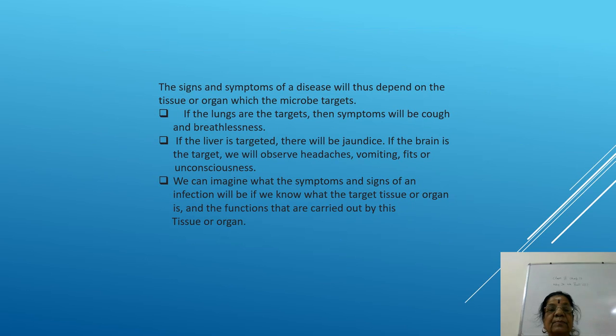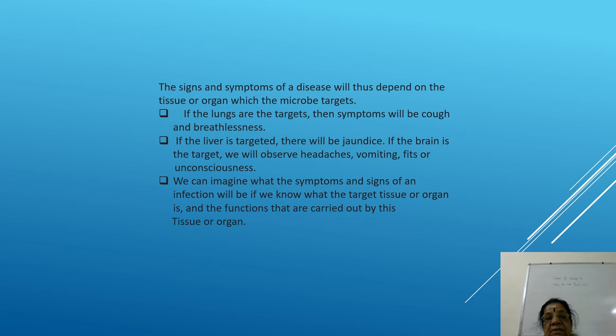The next one is about the sign and symptom. What does it say? The sign and symptom of a disease will thus depend on the tissue or organ which the microbe targets. If the lungs are the target organ, then the symptom will be cough and breathlessness. If the liver is affected, there is jaundice, and if the brain is the target, we will observe headache, vomiting, fit and unconsciousness. So what have we seen?